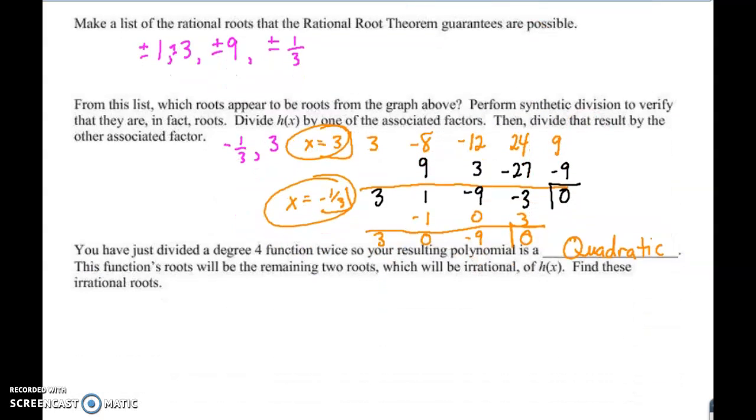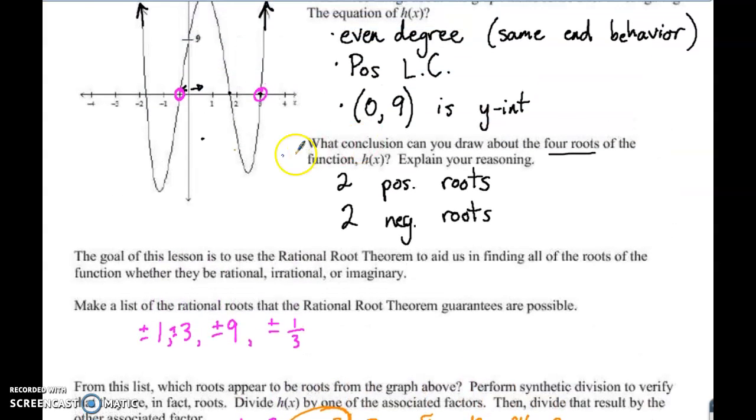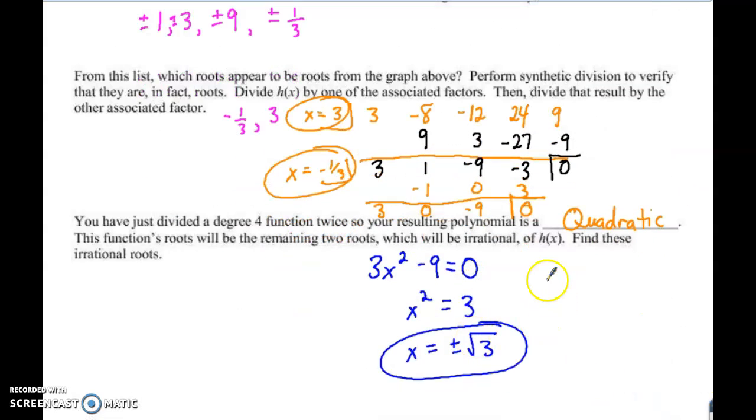And now that we have it down to a quadratic, you can do the quadratic formula, although for this problem I would not actually spend time doing the quadratic formula, because you can just add 9 over and divide by 3. So x squared will equal 3, and then x will equal plus or minus the square root of 3, which is about 1.7. So if I go back to that graph, about 1.7, about negative 1.7. When you get practice with all these numbers, you'll start memorizing irrational numbers.